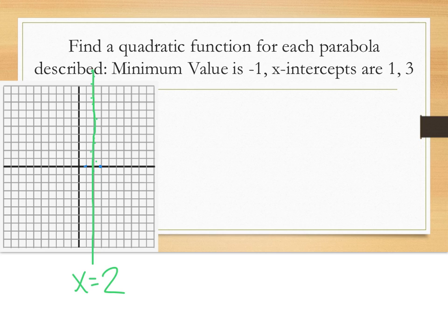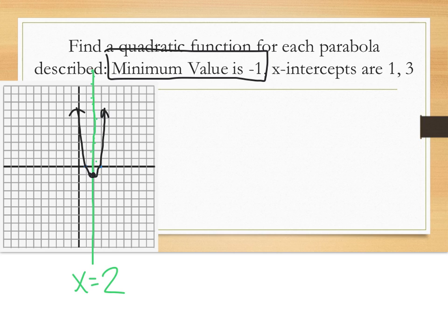We just need to know, well, where is my vertex? Is my vertex way up here? Is my vertex way down here? We don't know. That's what this tells you. The minimum value is -1. That means the lowest my parabola is going to go is -1. So actually, your vertex is right here. Your parabola, if you were to sketch it, is going to look something like this.